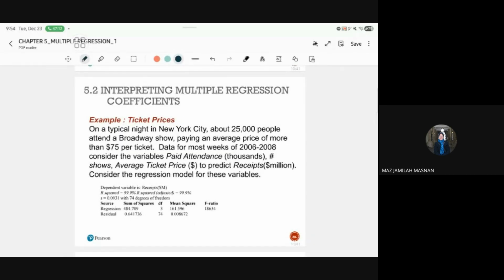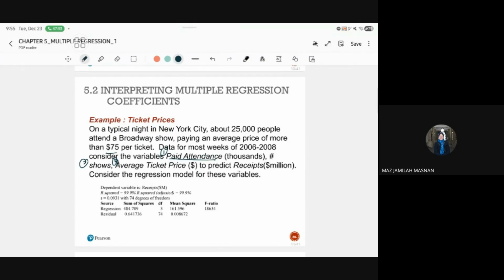So in this example, we have ticket prices. On a typical night in New York City, about 25,000 people attend a Broadway show, paying an average price of more than $75 per ticket. Data for most weeks of 2006 until 2008 consider the variables: paid attendance, this is your first IV, in thousands; number of shows, second IV; third IV is average ticket price.